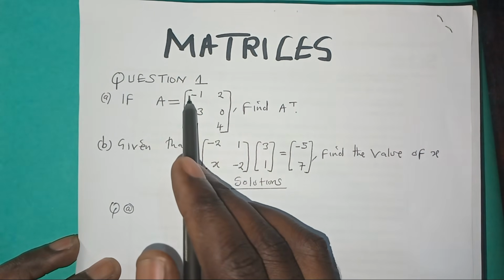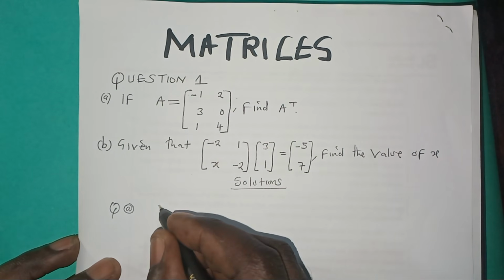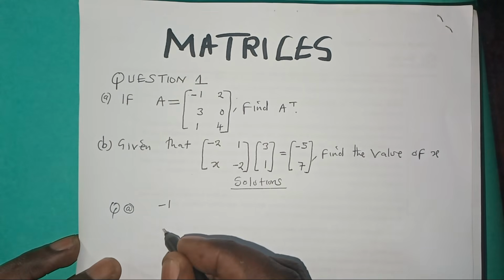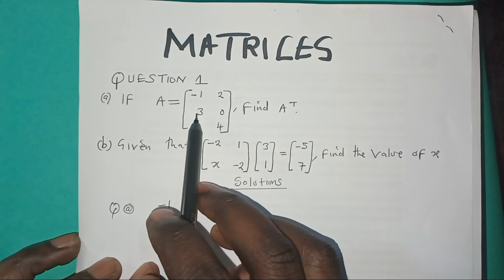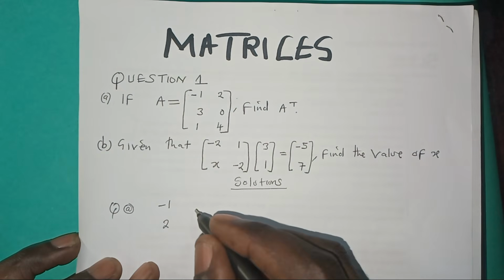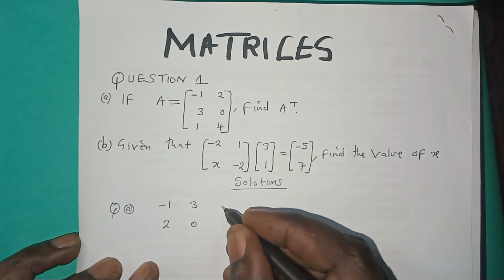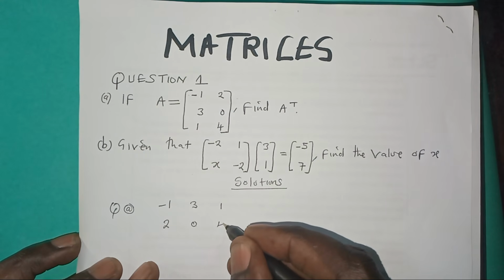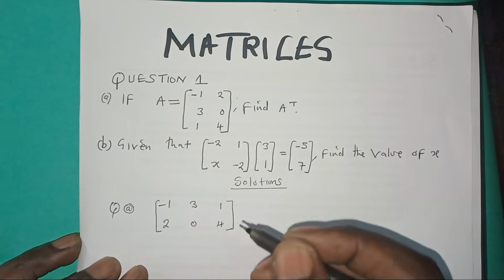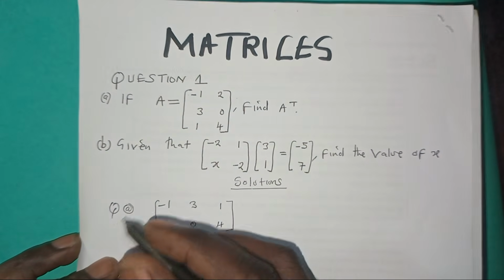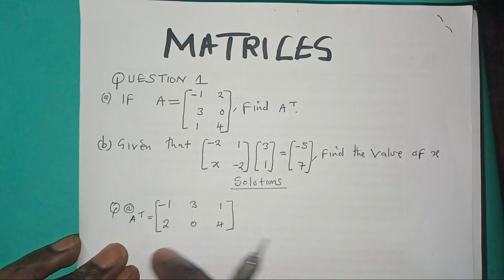The first row is this one here, so we are going to have that as the first column. So we have -1, 2 down here. The second one is this row, so we are going to have 3, 0, and then 1, 4. So this is going to be the transpose of the matrix. We are simply saying A transpose is equal to this matrix here.